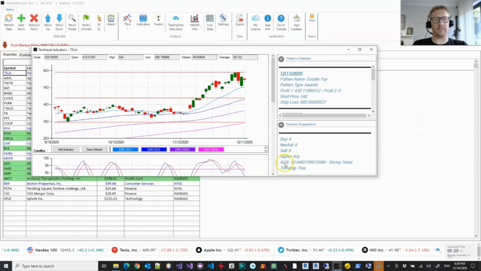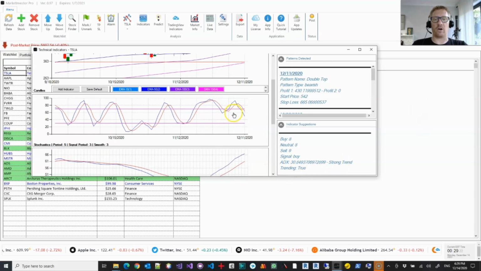The signal says buy. The ADX value, which is an important indicator, ranges from 0 to 100. Currently it's on 30.85 more or less, and it's saying it's a strong trend and that this is a trending stock. From the stochastics though, we can see it's not at a bottom yet. It's not there at the bottom where it dips, which means it's oversold. Good time to buy. And we usually want to sell when it's overbought, right? So it's not quite there yet.